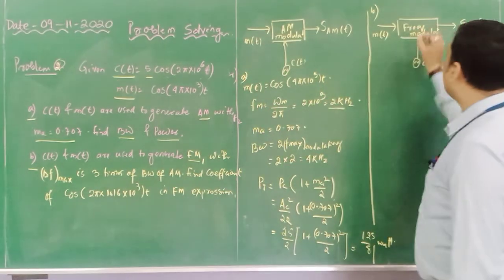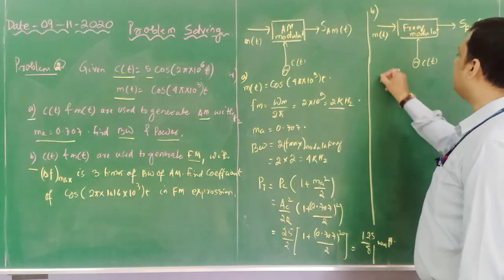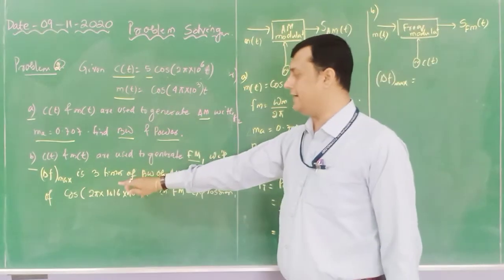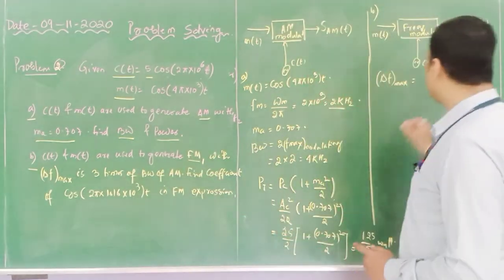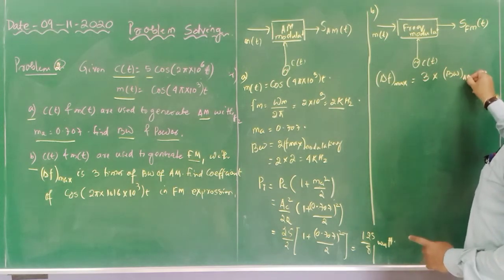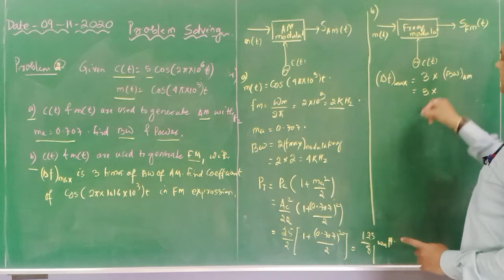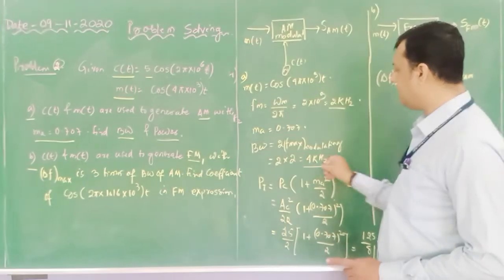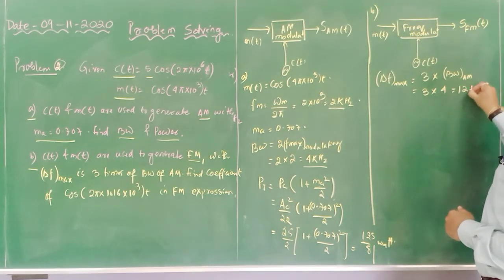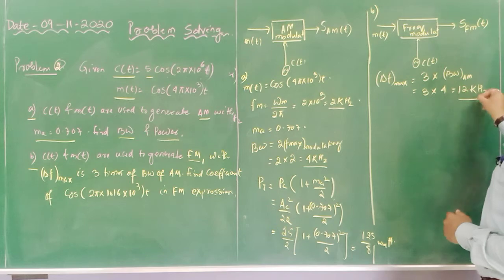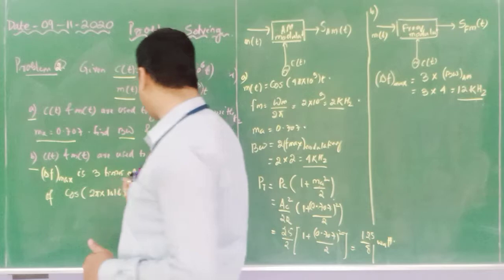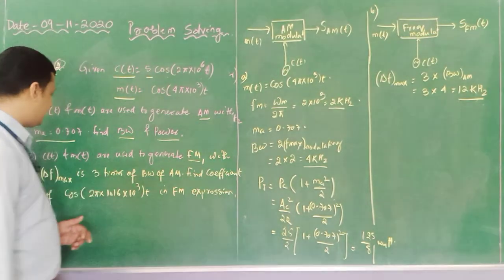So now, in this frequency modulation, we have frequency deviation. As per the question, it is 3 times the bandwidth of the AM signal. What is the bandwidth of the AM signal? It is 4 kilohertz. So the frequency deviation will become 12 kilohertz, because as per the question it is 3 times the bandwidth of the AM signal.